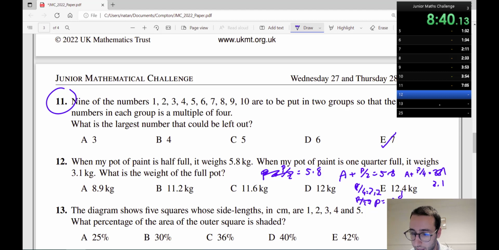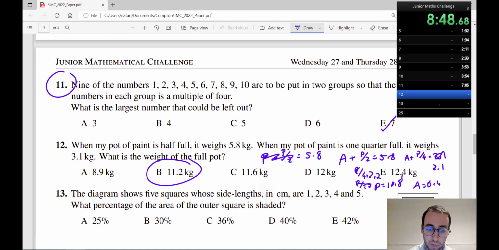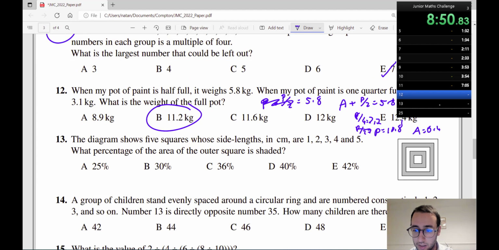And I think A, therefore, equals 0.4. So it's 0.4 add 10.8, which is 11.2. Whew. Diagonal showed 5 squares whose side lengths are 1, 2, 3, 4, 5. What percentage of the area of the outer square is shaded?